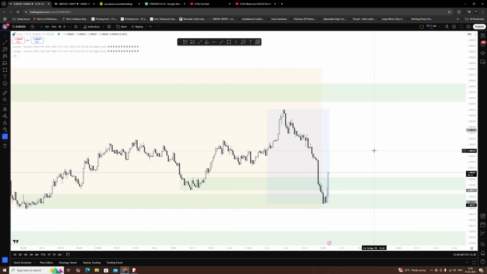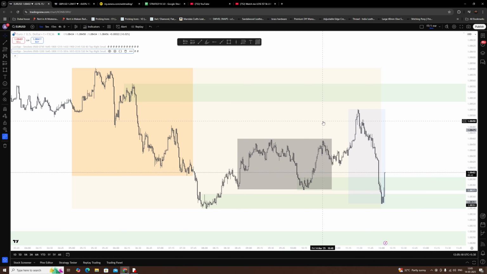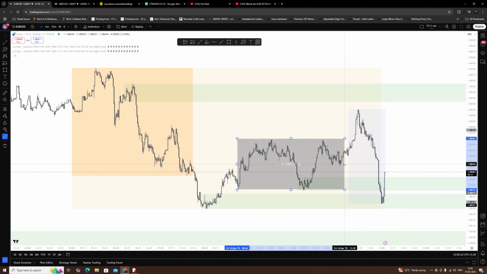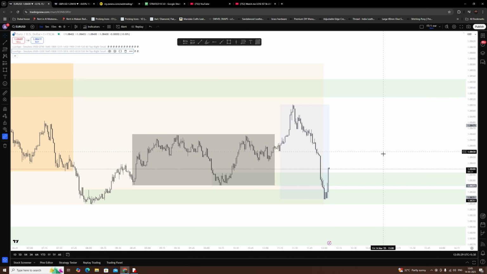So I'm kind of skeptical about this setup here. Looks like a double top and a double bottom. Although it fits our criteria for accumulation, it looks like it's not. So even if it works, I don't mind. I don't care. I'm not going to take this trade.